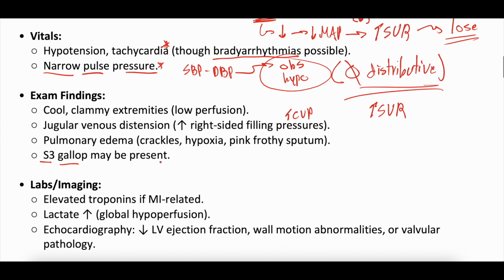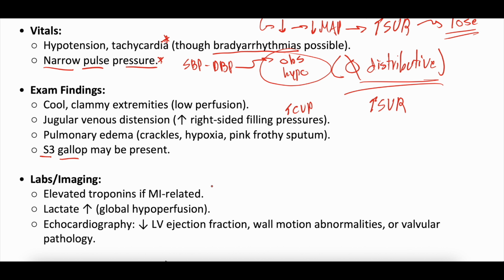Labs and imaging. If it's related to myocardial ischemia, you'll see an elevated troponin. Lactate is most likely going to be elevated, but this is nonspecific. It can suggest hypoperfusion of the organs, but also can be elevated for other reasons. This is kind of just a nonspecific marker in shock. Now, certainly a high lactate is correlated with more morbidity and mortality, so it is very meaningful, but nonspecific.